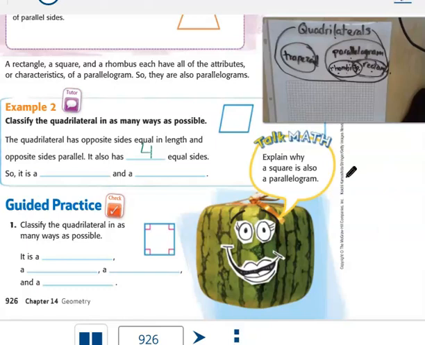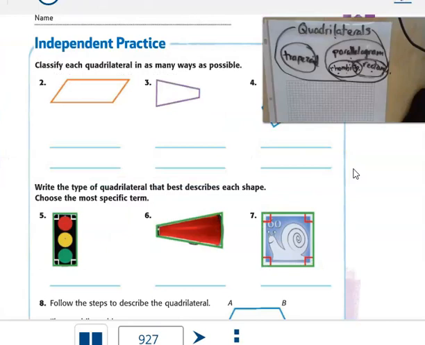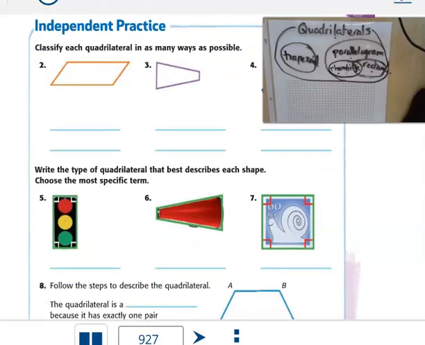Hopefully this helps you. If you want to draw your own version of this or look up a nice neat one online, that would work too, to help you get through your work. So the top of your independent practice is pretty much what we did. You're going to label this as many ways as possible, and it's giving you lines to do that. So you might need to go back and forth between the definitions to make sure you're labeling it properly, or you might need to use your Venn diagram like what I showed for you.